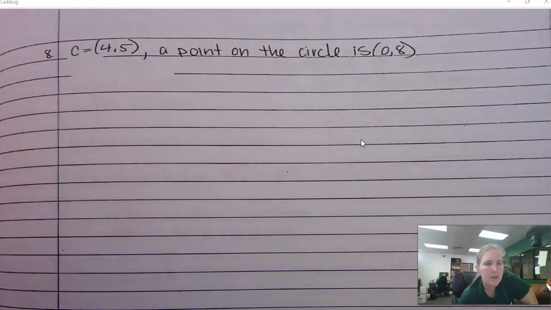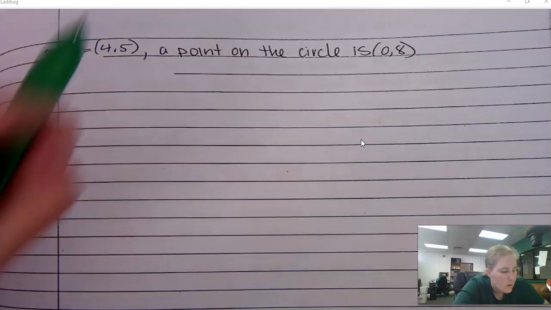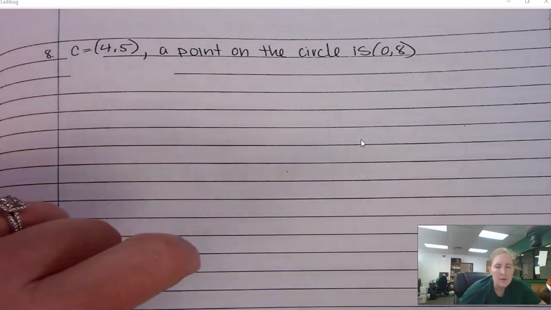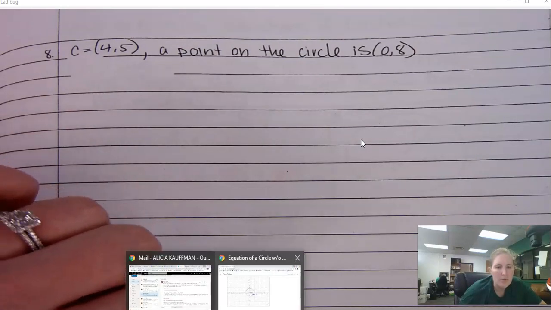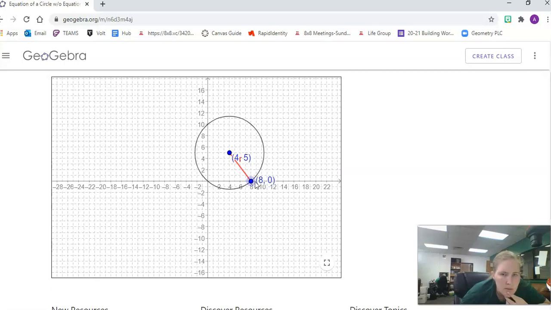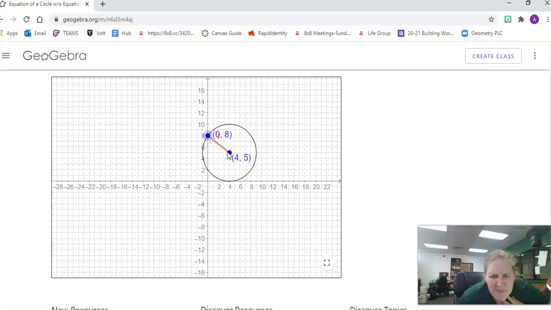Alright, our last problem gives us the center as 4, 5, and a point on the circle is 8, 0. So I prefer using the tool and just plotting those 2 points. So here's my center, and I will put it on 4, 5, and then a point on the circle is 8, 0. Oh goodness. What's my brain doing?